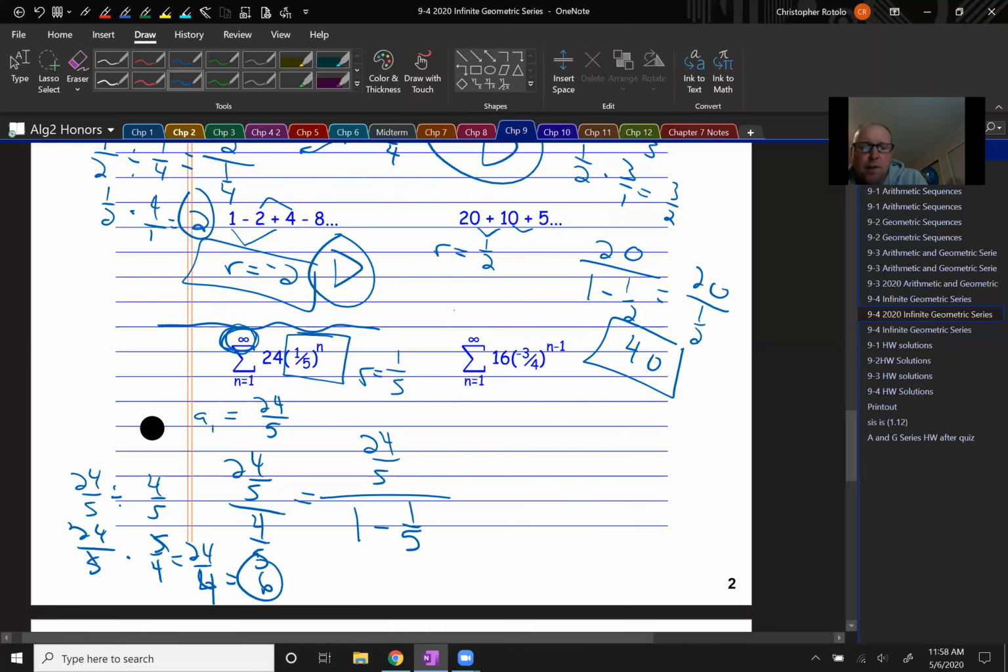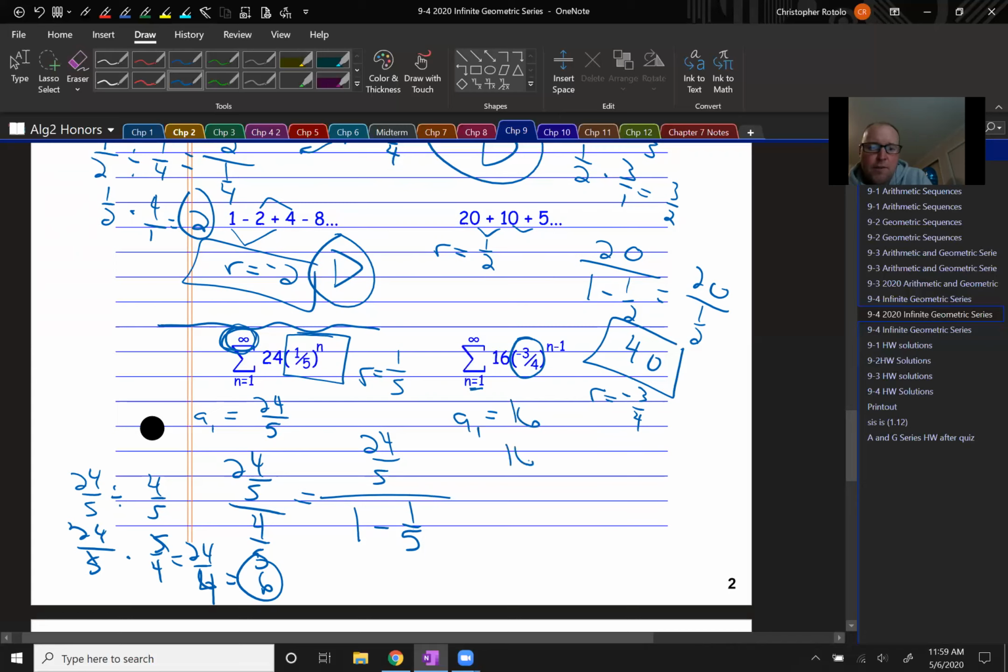Not too shabby. All right, one more. This one has the negatives just to show you what's going to happen. First things first, we got to find out what a sub 1 is. So I'm just implying that you're with me here. r is -3/4. There's no change in anything there. So we're going to plug in 1 for the first term. 1 minus 1 is 0. Anything to the 0 power is 1. 1 times 16 is 16.